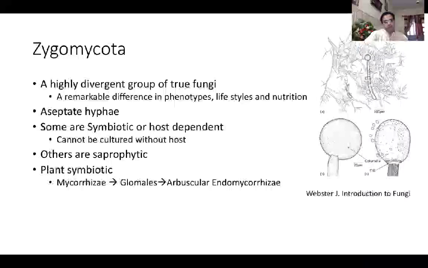Then there are plant symbiotic fungi such as mycorrhiza, especially arbuscular endomycorrhiza. The fungal members of arbuscular endomycorrhiza belong to Glomales. And Glomales are mostly placed along with Zygomycota, although sometimes it's placed separately from Zygomycota.